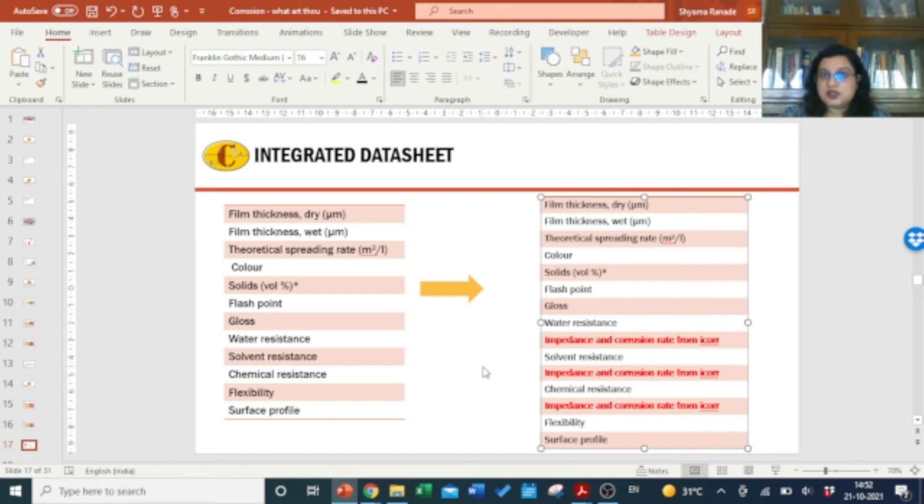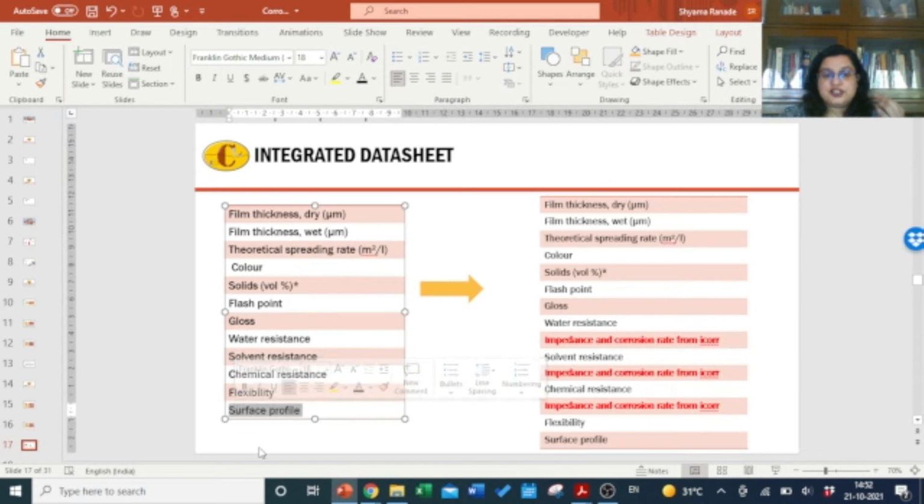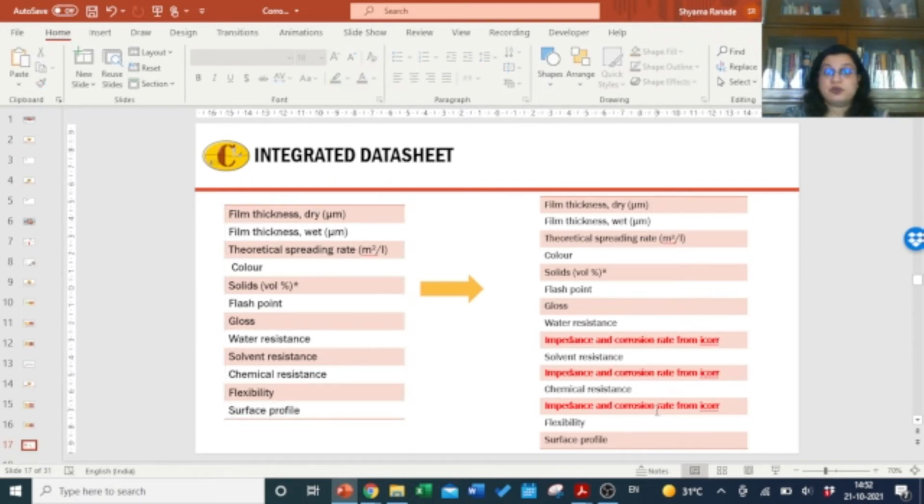One more thing that the researchers have to talk about is the surface profile. So, check which surface profile is used for your application and use that surface profile in your experiments, so that these results would be more relatable to what is done in the industry.